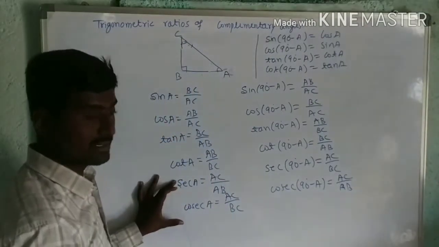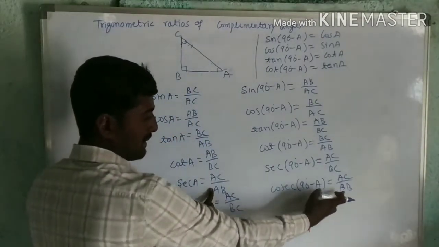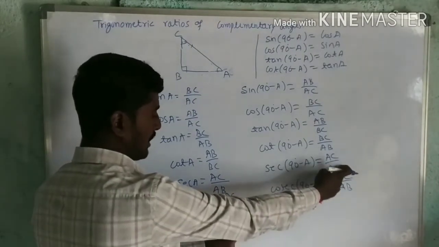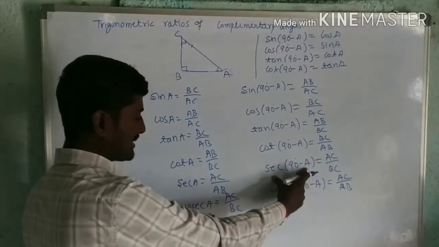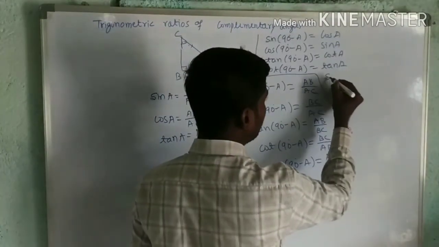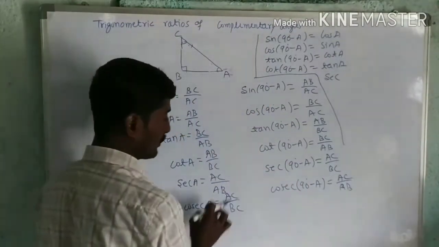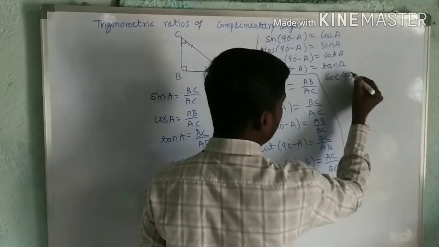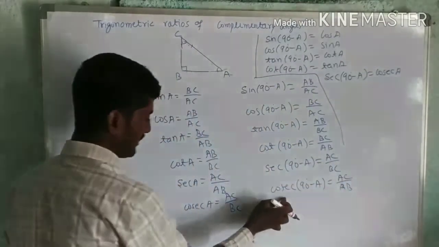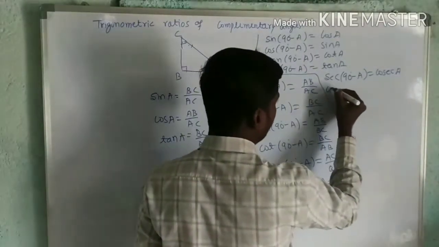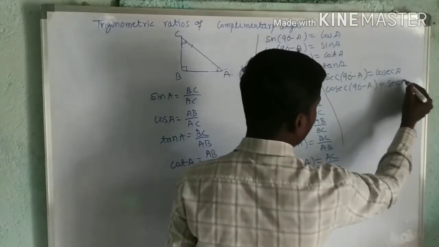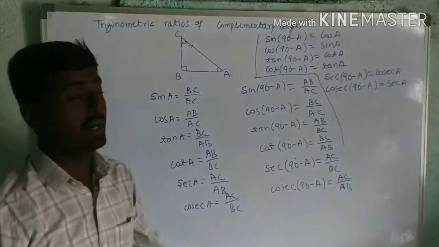Again, you observe this. AC by AB, AC by AB. It means cosec of 90 minus A is sec A. Here also, AC by BC, so sec of 90 minus A is cosec A. Now I can write another two standard formulas. Those are sec of 90 degrees minus A is equal to cosec A, and cosec of 90 degrees minus A is equal to sec A. These are the six standard formulas I have to remember.